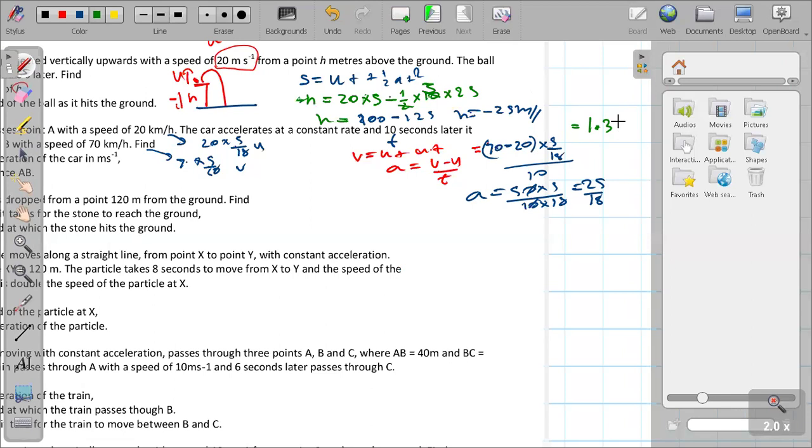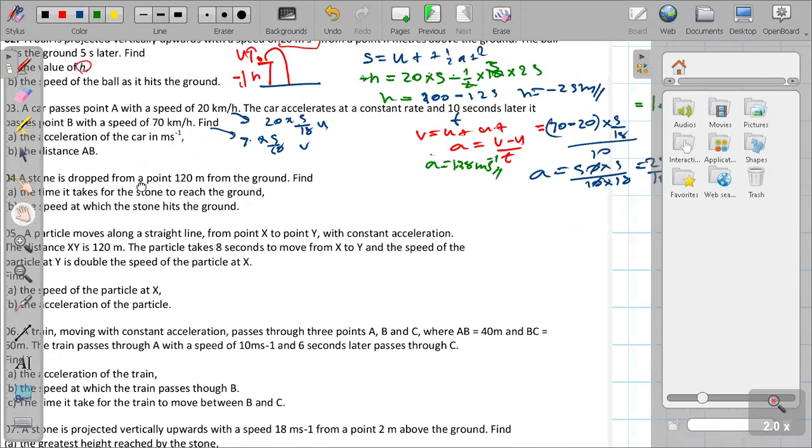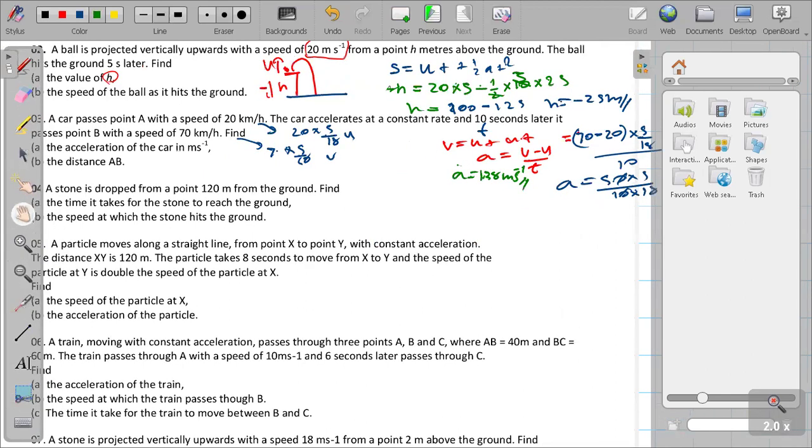That means nearly 1.38 seconds, yeah, sorry, meters per second square. Did you get these two answers? Yes, sir. Did you get these answers? Hello?